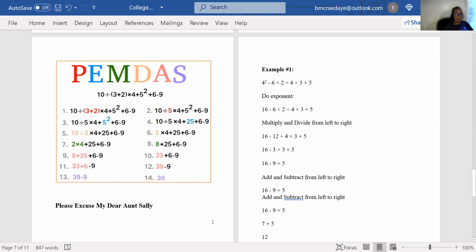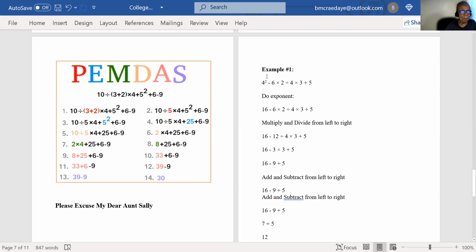So by following this chart, you see it matches the PEMDAS. Parentheses, exponents, multiplication and division, whichever one comes first, doing it left to right, addition, subtraction, whichever one comes first, left to right. Now, let's take example 1.